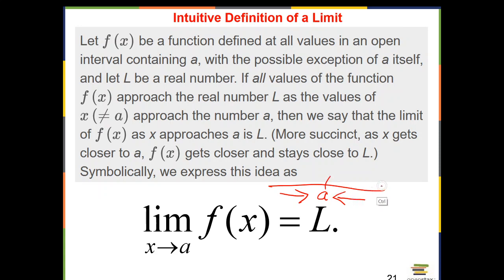So if I approach a from right and left, what happens to the function values? That's the idea. When we say the limit is L, that means if you're on the x-axis around a, then on the y-axis, the y values are around L. The closer you are to a, the closer the y values are to L. That's the idea.